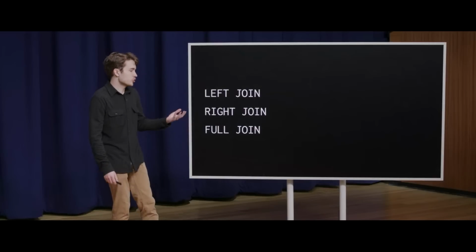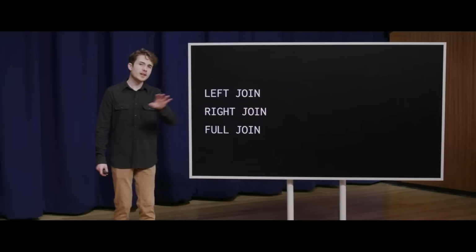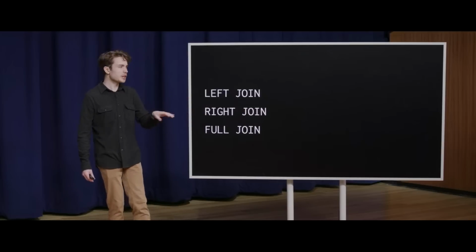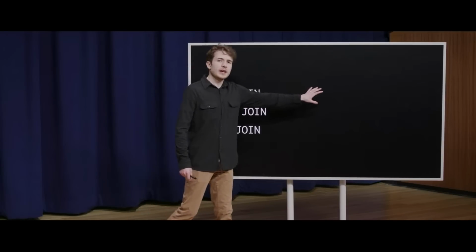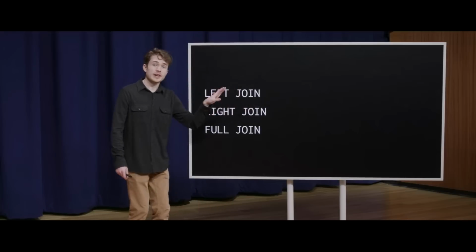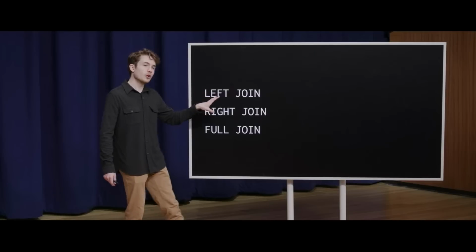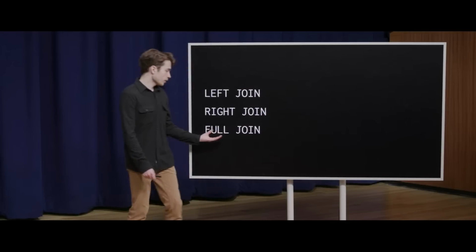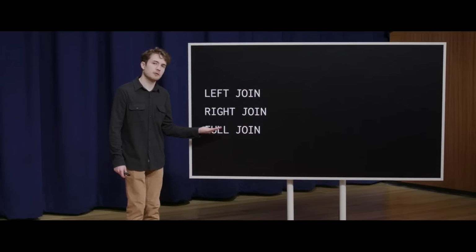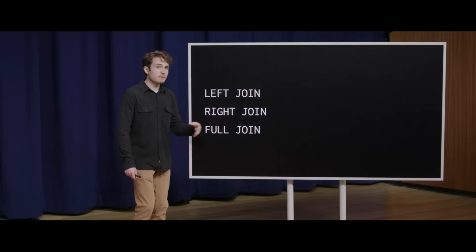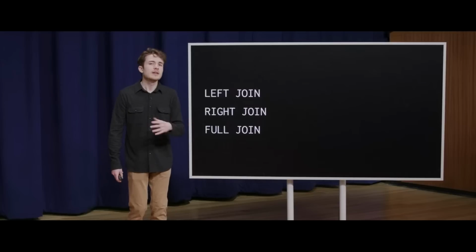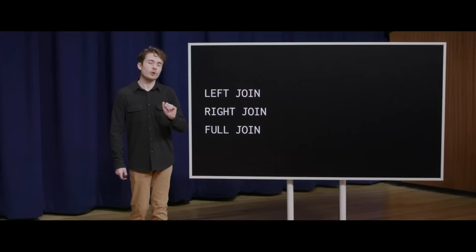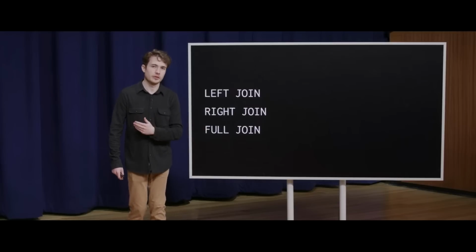And you could imagine, based on the names here, what each one might do. You could think of our tables, one being on the left, one being on the right, and trying to join them, prioritizing either the left table or the right table, or maybe even both per a full join. So let's get a feel for what kinds of tables we get back from these different commands, and we'll visualize how this is actually happening underneath the hood.